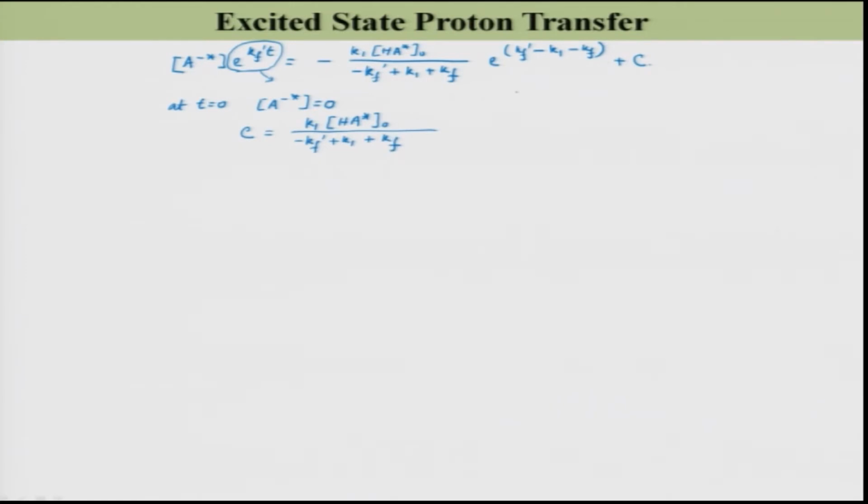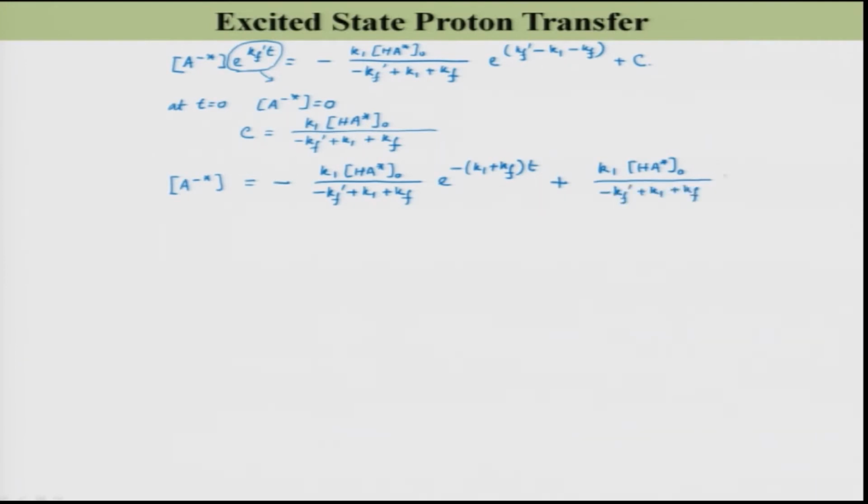And then if I put this value of C in that equation, ultimately the equation you are going to see is A minus star equal to minus that quantity, K1 HA star 0 divided by minus Kf prime plus K1 plus Kf into e to the power minus K1 plus Kf into T, then plus exactly the same quantity, K1 HA star 0 divided by minus Kf prime plus K1 plus Kf, e to the power minus Kf prime into T.